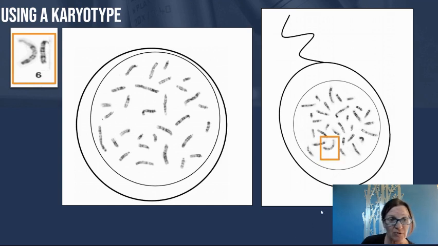I have found chromosome number 6, the one that looks more like that U shape, over here in the sperm cell. So what I've done is I've gone ahead and put a square around it, and I'm going to label it chromosome number 6. So I found this first one, and now I need to find this second chromosome number 6 from the pair that has that little hook on the end.